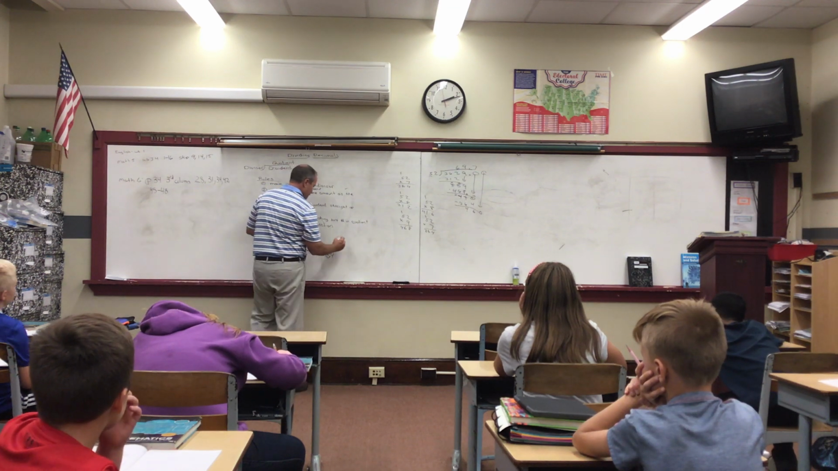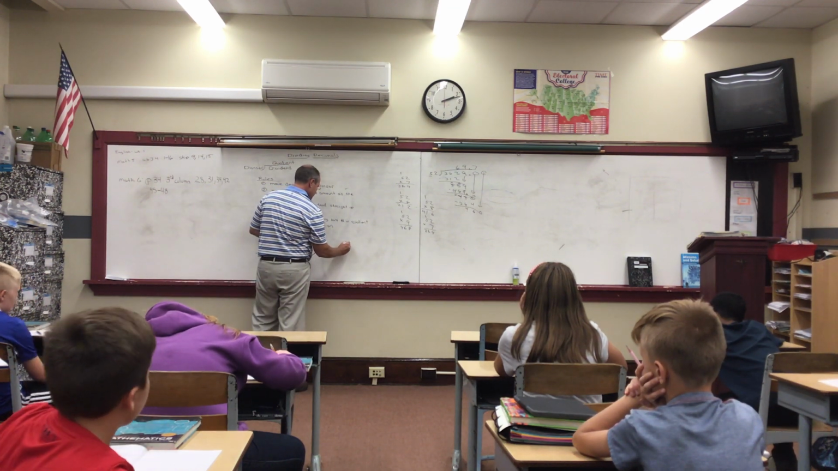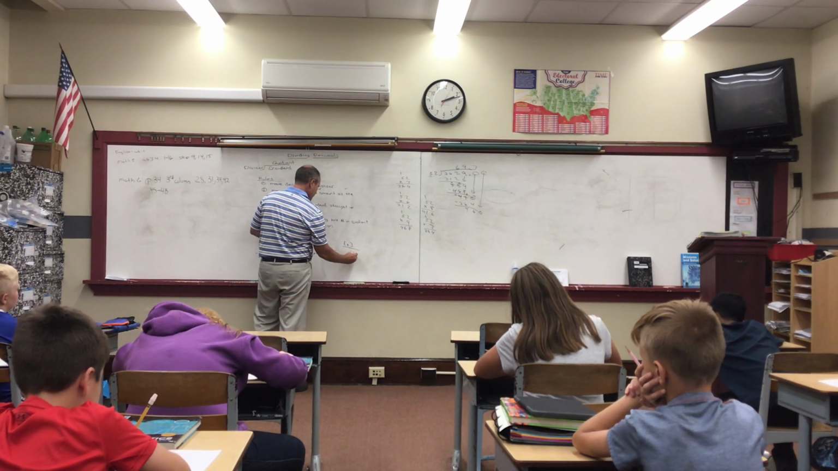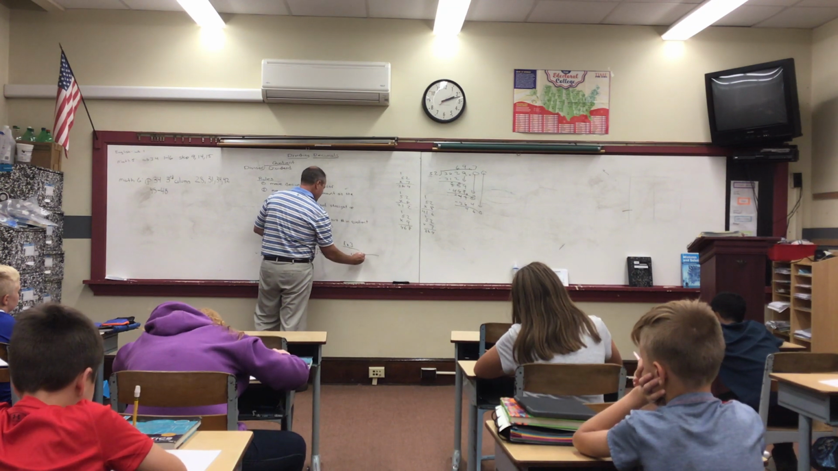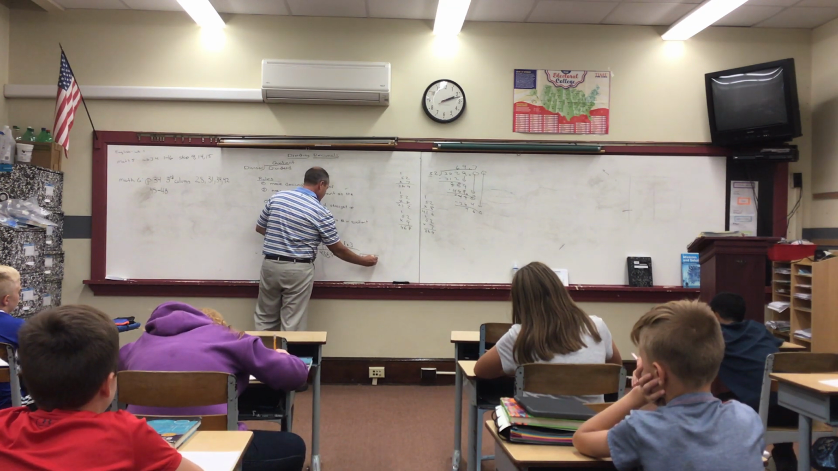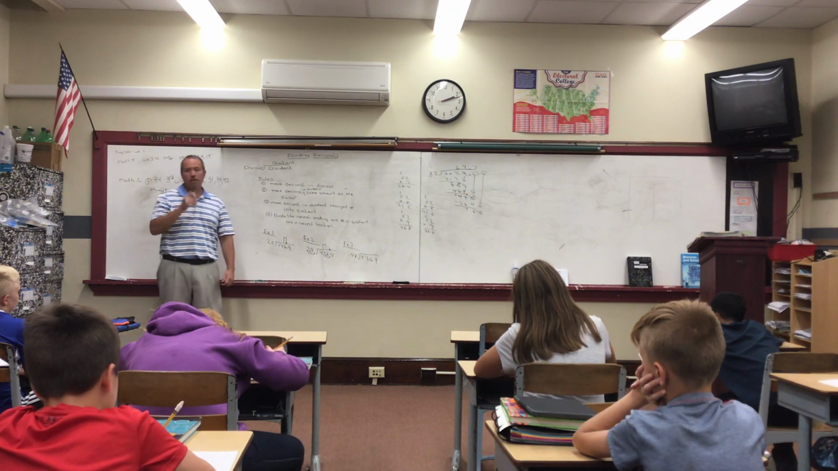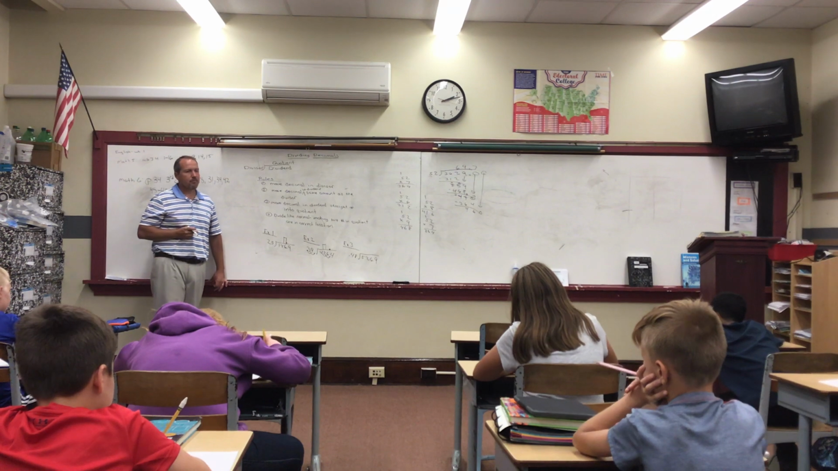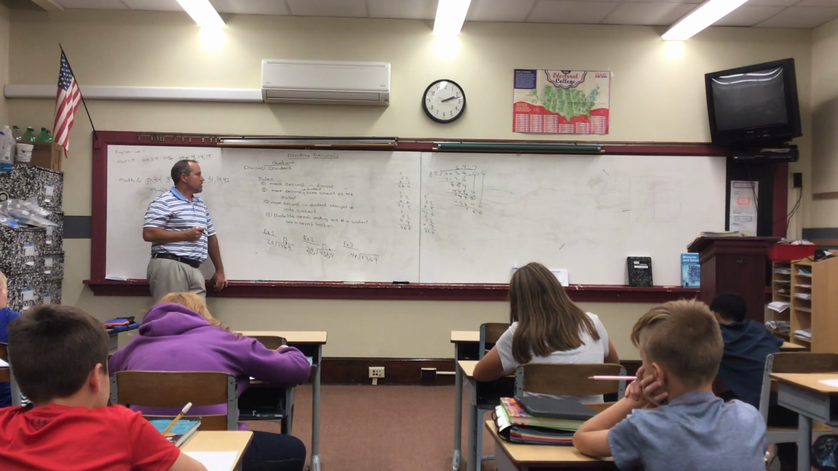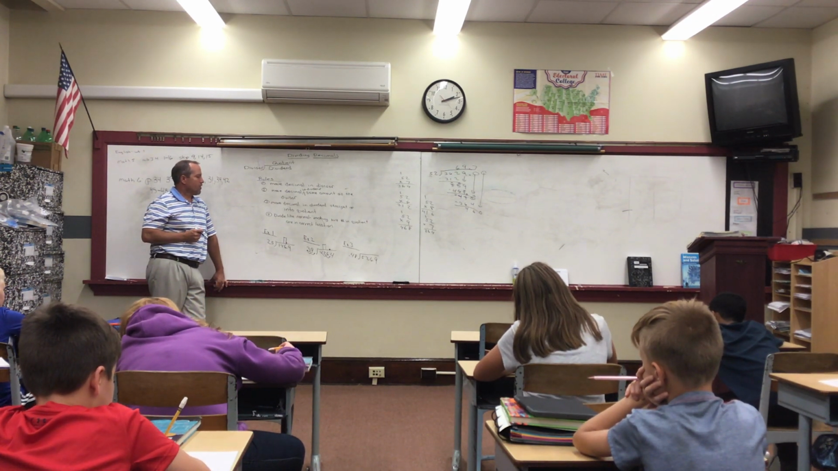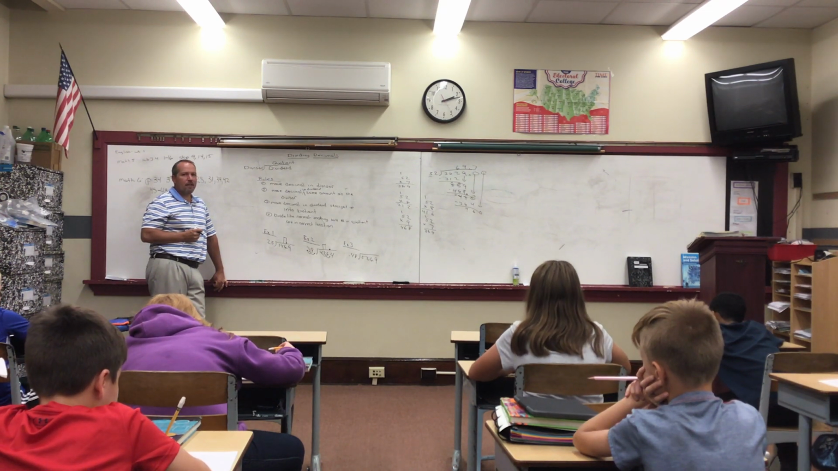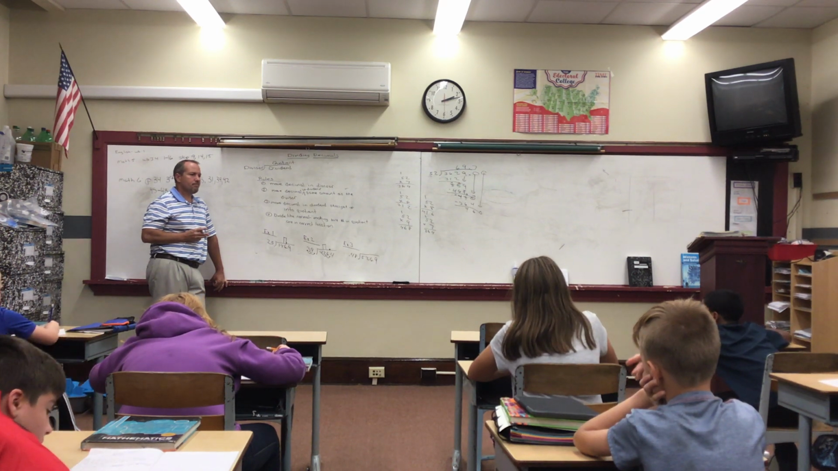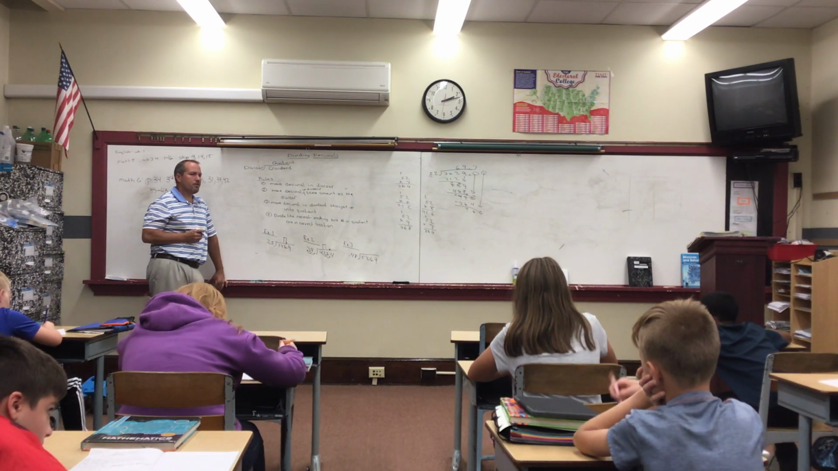Example 3. $526 and 9/10 divided by 4,800. Step 1, move the decimal in our divisor. So we're going to move the decimal in our divisor. How many places? Brian? Shayna? 2. We're going to move it 2 places.